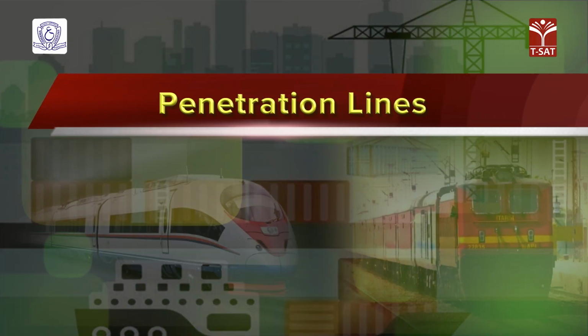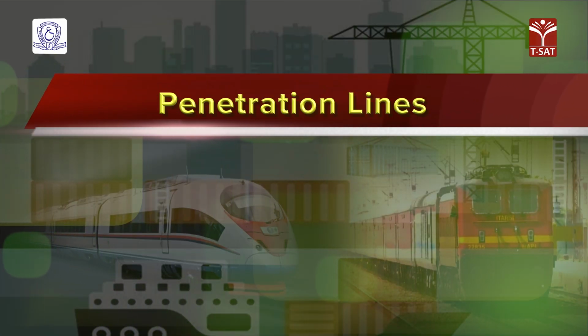Now let me take you to the global rail network. The global rail network, which is mostly a collection of unlinked national rail systems, involves three main types of rail lines. First one is penetration lines.